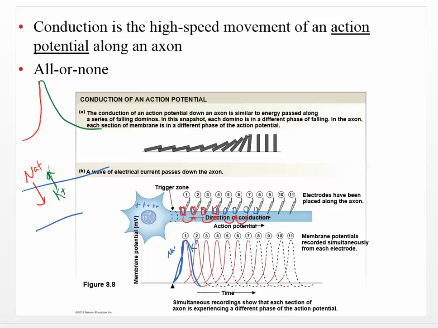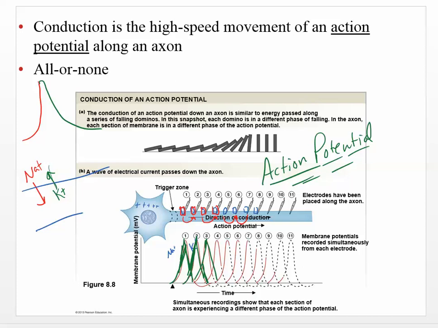And so you have this constant repeated depolarization and repolarization events that take place. Depolarizing, repolarizing, then it moves down a little bit. Depolarizing, repolarizing, depolarizing, repolarizing, and that is an action potential, and that's what it's called. That's what we're explaining, and that's what you have to understand. Sodium rushing in depolarizes. Potassium rushing out repolarizes. The conduction is a high-speed movement of an action potential along an axon.